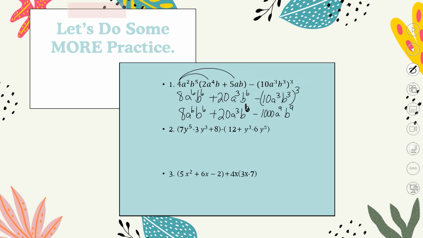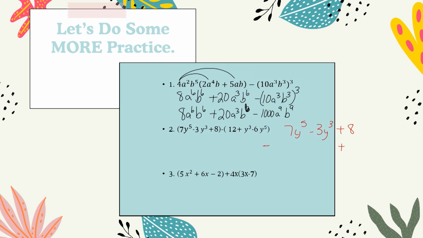So I have got 7y to the 5th minus 3y to the 3rd plus 8 minus 12 plus y to the 3rd minus 6y to the 5th. So what I'm going to have to do is put together like terms. So I'm going to rewrite this. I'm going to have 7y to the 5th minus 3y to the 3rd plus 8. I'm going to subtract, and now for this second term, I'm going to put like terms underneath.